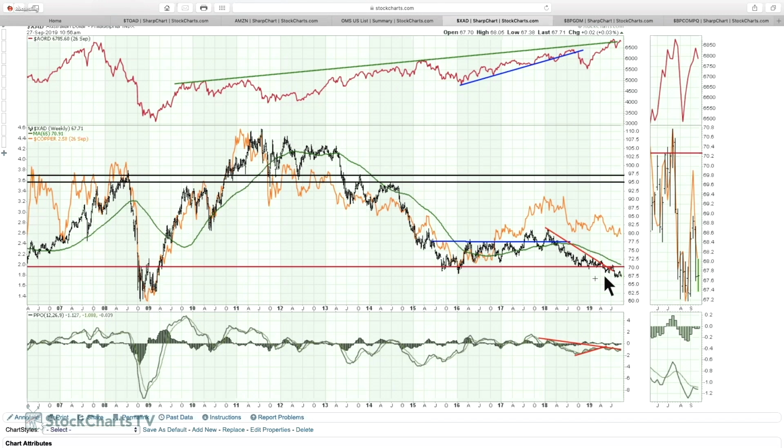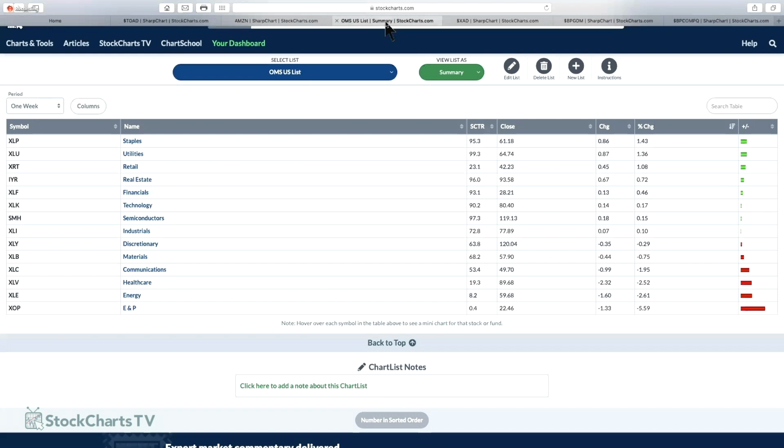Okay, we've got a few minutes left, so I want to cover off a couple more things. I just created a couple of lists here, and this is how all of the sector groups are doing for the week. Staples, utilities, and real estate are leading again. Financials are up marginally. That might be just a little bit on the back of Wells Fargo this morning, trying to hold up there, but technology and semiconductors and industrials are unchanged.